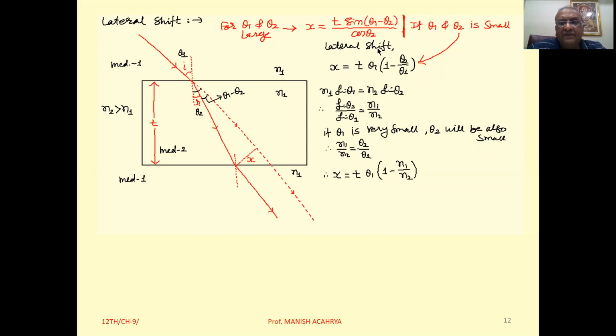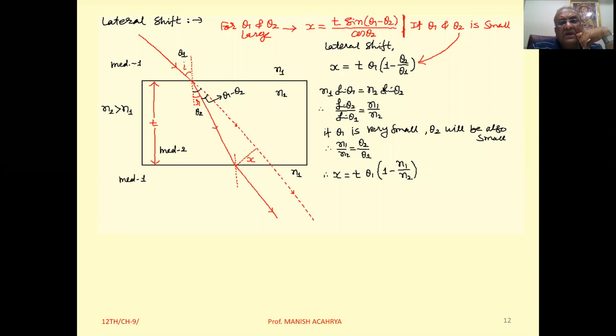But if theta 1 and theta 2 are very small, then sin(theta 1 minus theta 2) is nearly equal to theta 1 minus theta 2. And if theta 2 is very small, then we can write cos theta 2 is nearly equal to 1. So we can write x equal to t into (theta 1 minus theta 2). But from this, if we take theta 1 common, then we can write 1 minus theta 2 by theta 1.